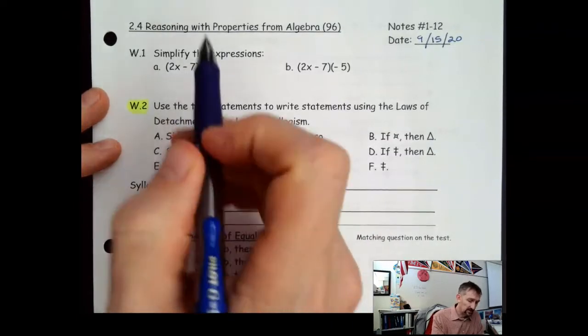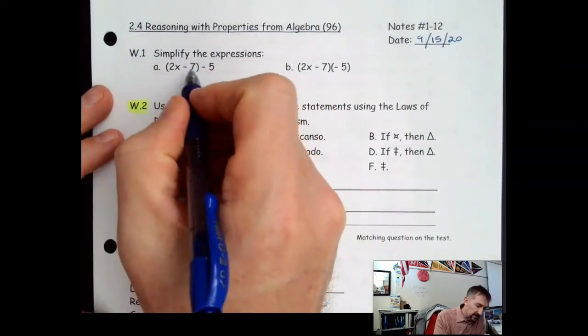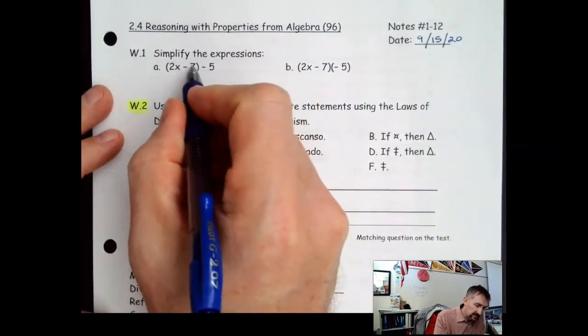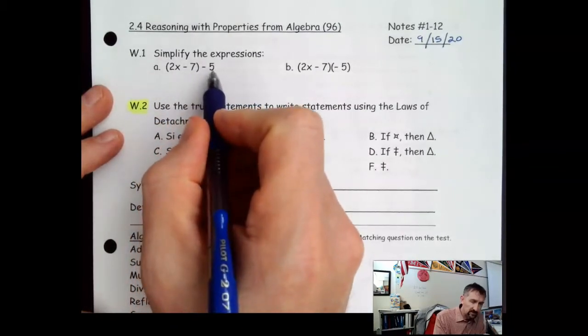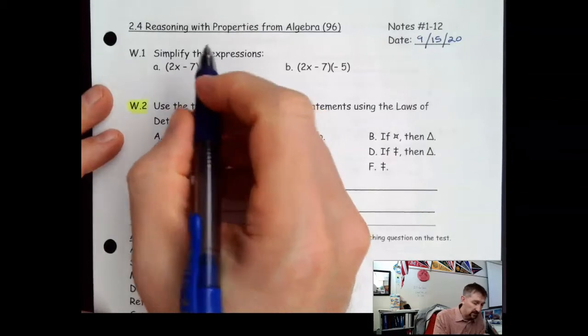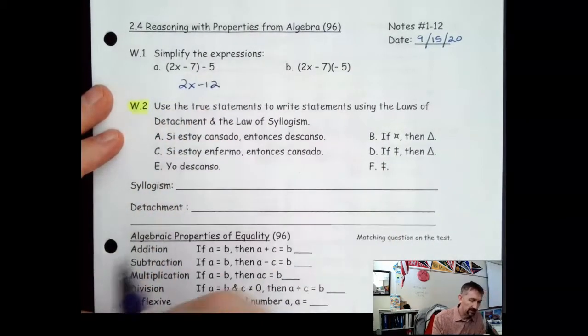So here, if you paused and tried this yourself already, the parentheses aren't really doing anything here. We have 2x minus 7, and then we're going to subtract 5 more. So that's just going to be 2x minus 12.